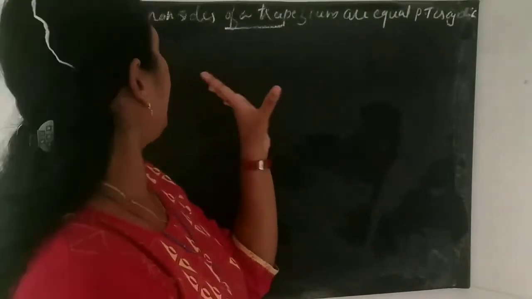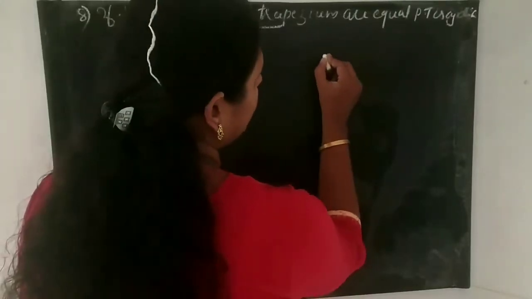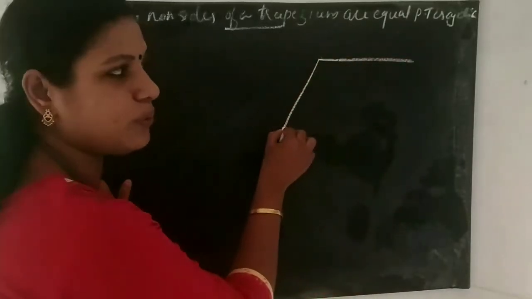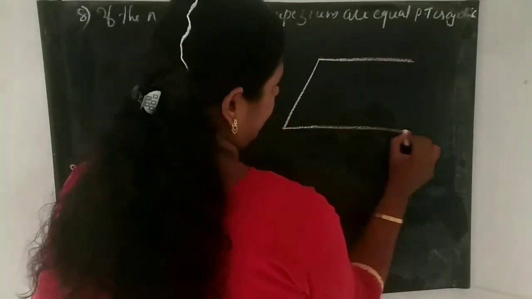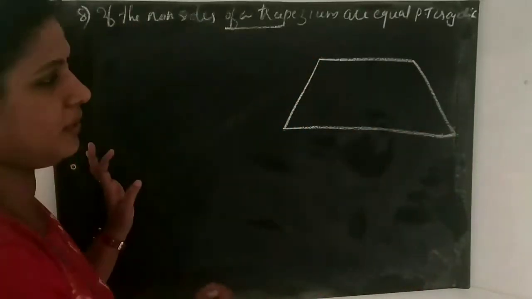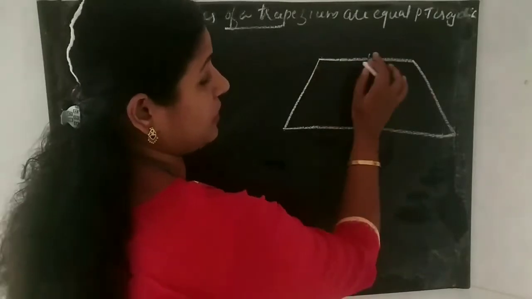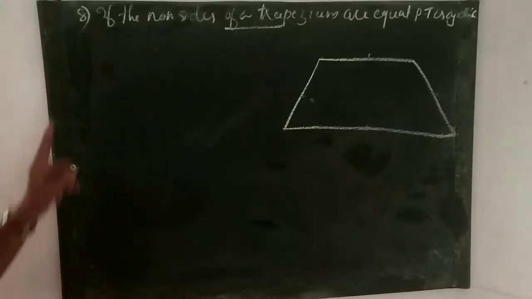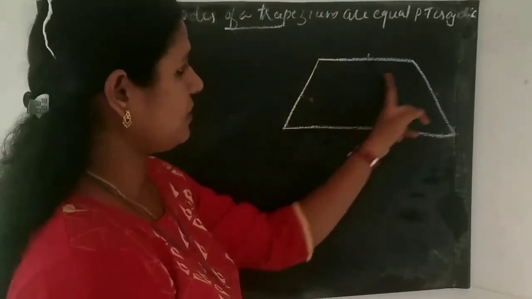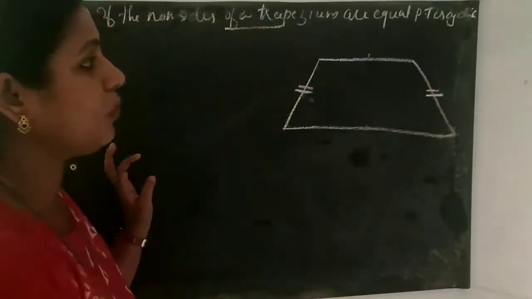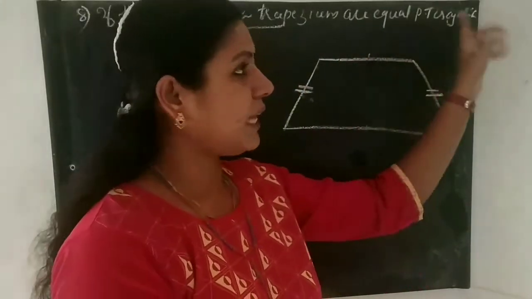If the two non-parallel sides of a trapezium are equal. So first we draw a trapezium here. You know what is trapezium? How to draw a trapezium? These two sides are parallel, and these two sides are not parallel. That is trapezium. And here it is said that the non-parallel sides of a trapezium are equal. This side and this side are equal. Prove that it is cyclic.